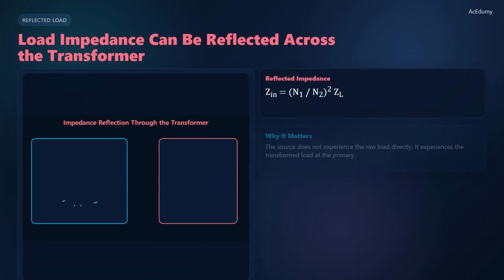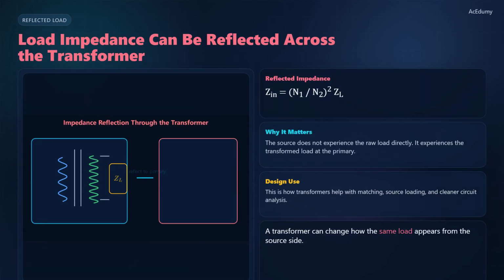This is why transformers are so useful in circuit analysis. A load connected to the secondary can be reflected to the primary as an equivalent impedance. Z in equals the turns ratio squared times Z load, or N1 over N2 all squared times Z load. The transformer changes how the source experiences the load.